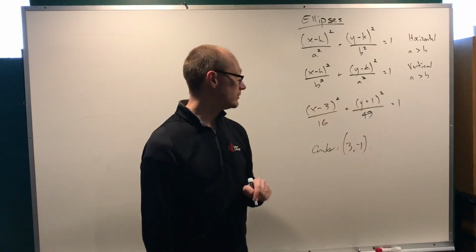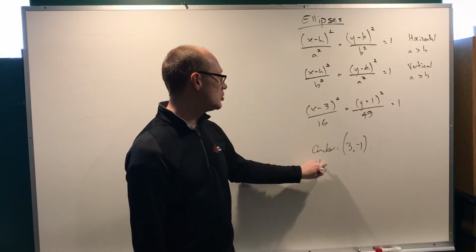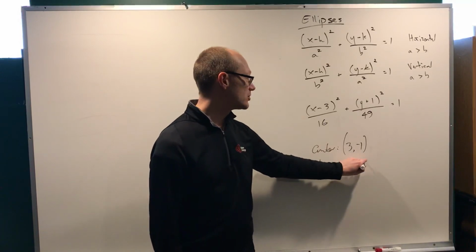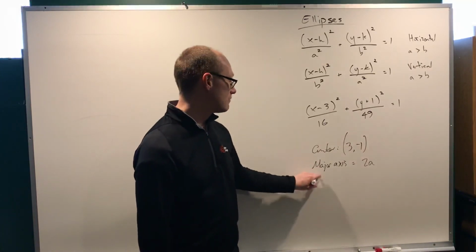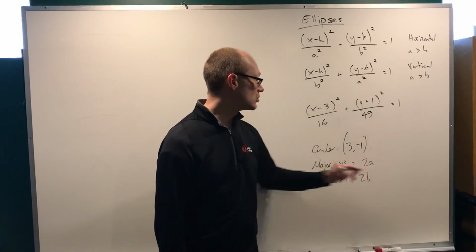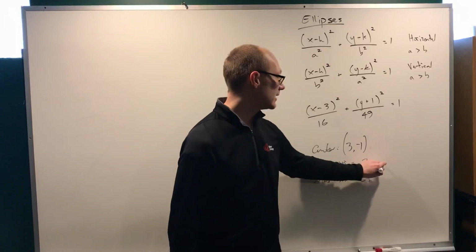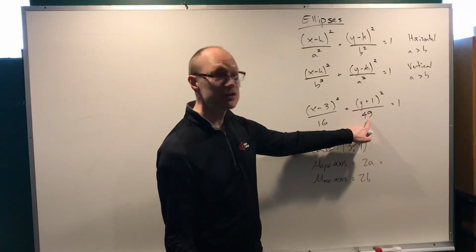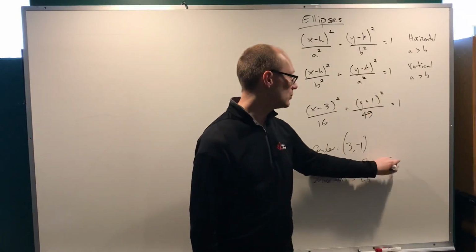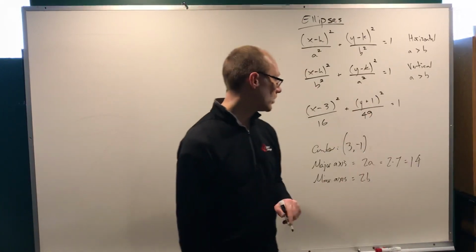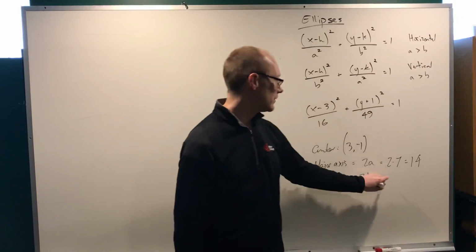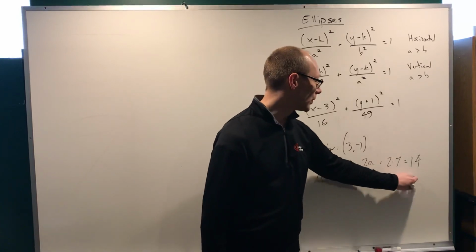3, -1. And my major axis is 2a. My minor axis is 2b. In this case, a is 7, the square root of 49. So that's 2 times 7 equals 14. And my minor axis, the square root of 16 is 4. That's 2 times 4, which is going to be 8.